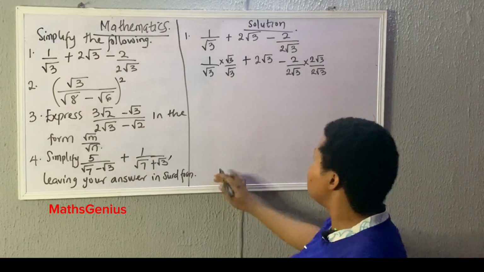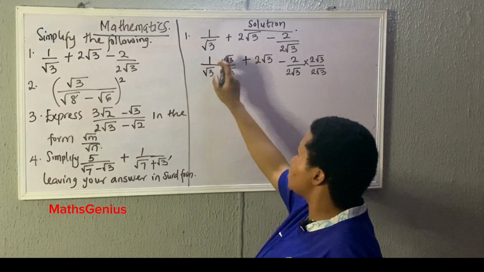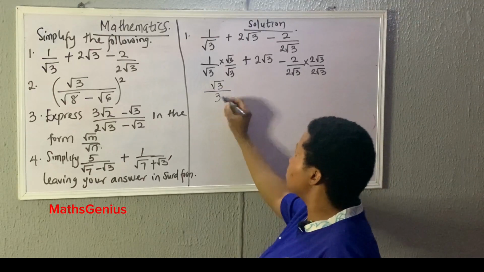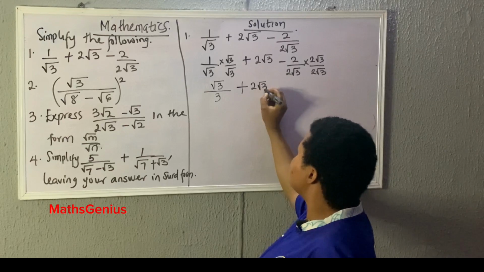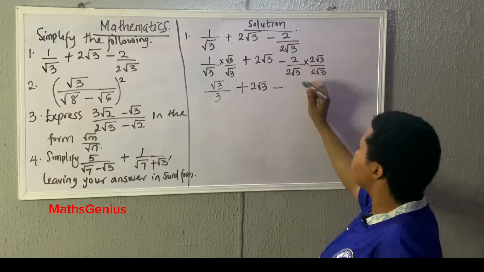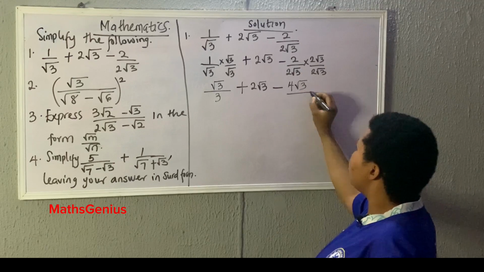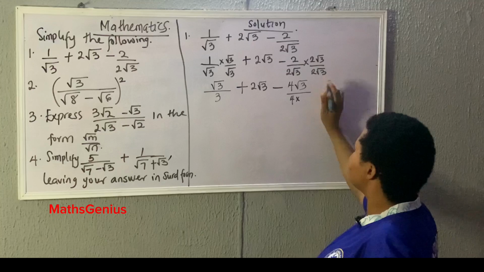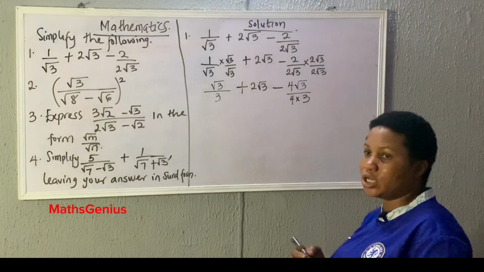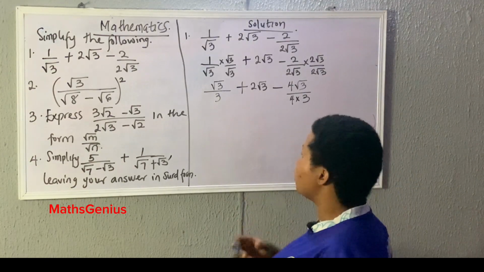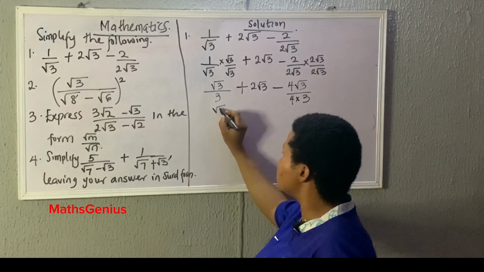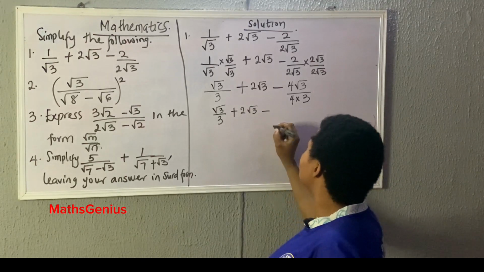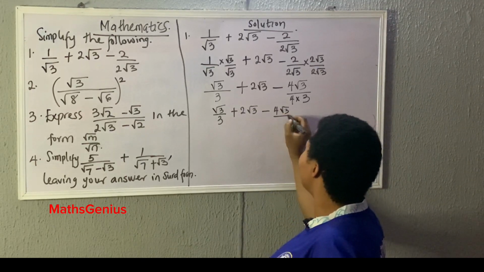Are we still together? Now, 1 times root 3 will give us root 3 over root 3 times root 3 will give us 3, plus 2 root 3 minus 2 times 2 will give us 4 root 3 over 2 times 2 again will give us 4 times root 3 times root 3 will give us 3. Recall we said root a times root a will give us what? a. So from there we have root 3 over 3 plus 2 root 3 minus 4 root 3 over 12.